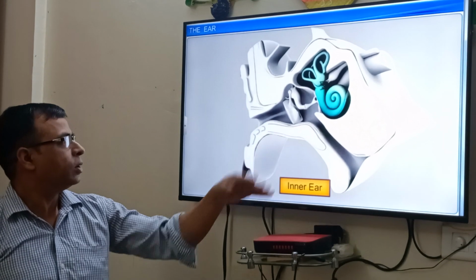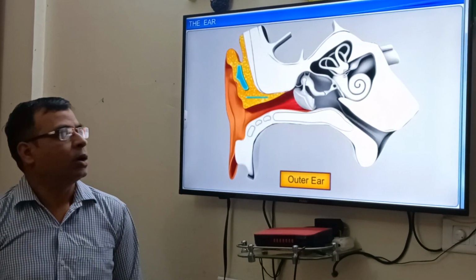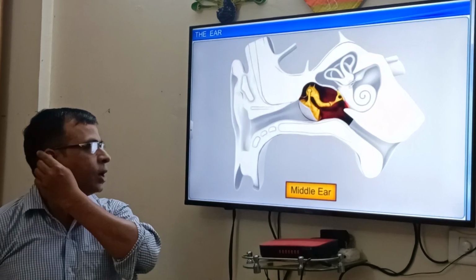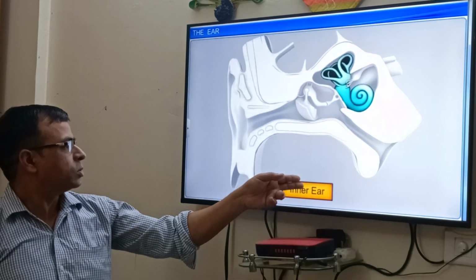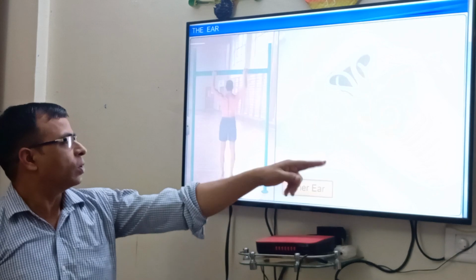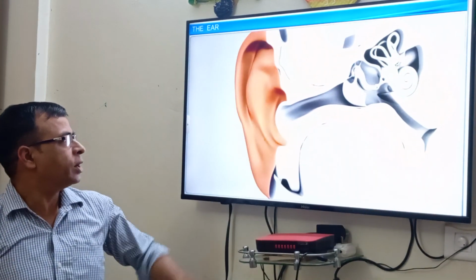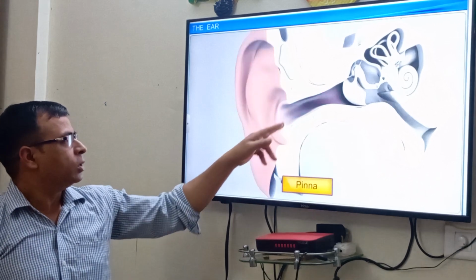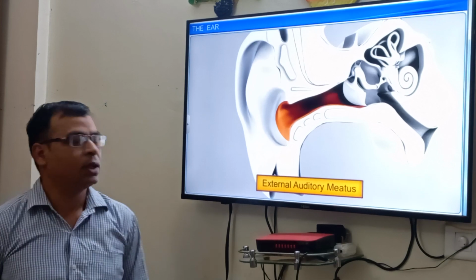This is the inner ear. The outer ear consists of the pinna. This is the pinna, and in this diagram, this is the inner ear. You can see it has two functions, for hearing and balance. The outer ear consists of the pinna and this is the external auditory meatus, also called the external auditory canal.